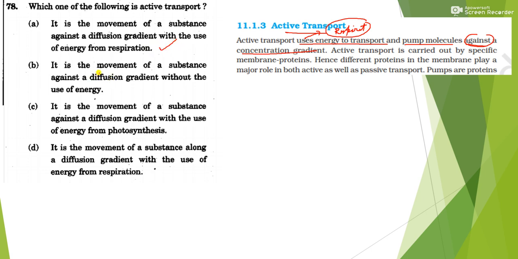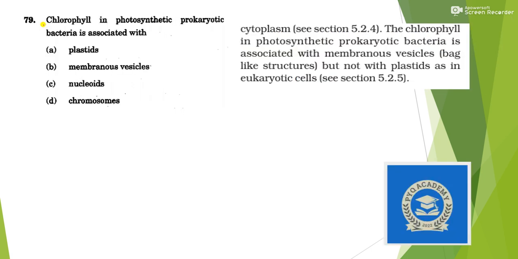We can eliminate other options. Is it the movement of a substance against a diffusion gradient without use of energy? No. Then, movement of a substance against a diffusion gradient with use of energy from photosynthesis? No, it is from respiration. And movement of a substance along the gradient? No, against the gradient. So our answer is option A. Okay, let's move to the next question.